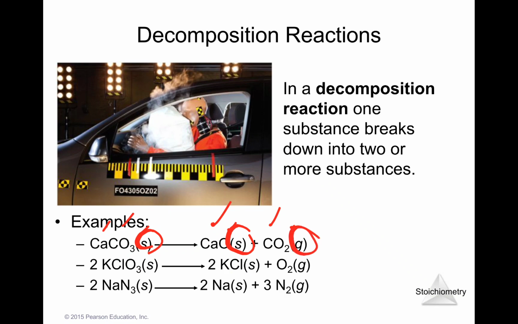And if you have a look at the other reactions, you'll see that they are balanced. We're starting out with one substance. It decomposes under the influence of heat in each case, giving two substances. So these are examples of decomposition reactions.